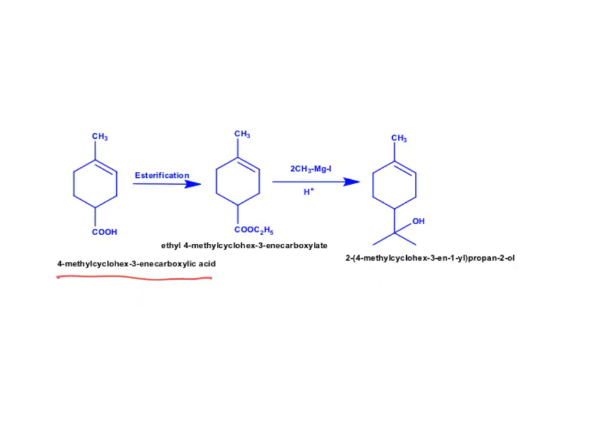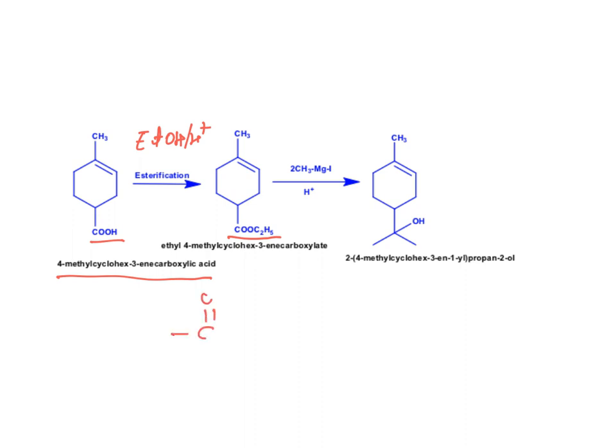So 4-methyl cyclohex-3-ene carboxylic acid on esterification in acidic medium, with ethanol under catalytic amount of sulfuric acid, undergoes an esterification reaction, and COOH is converted into COOC2H5. And in the terpineol, we need an alcohol functionality instead of ester. How can we do this? We can convert this by taking a Grignard reaction.